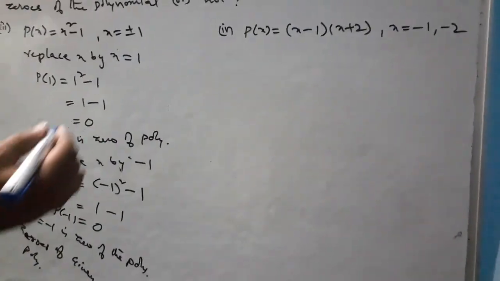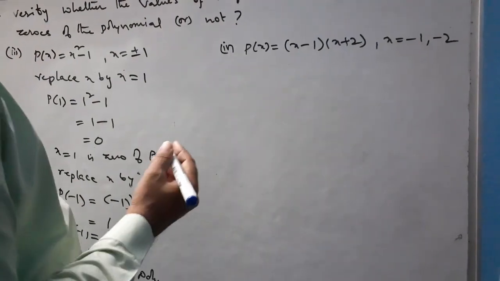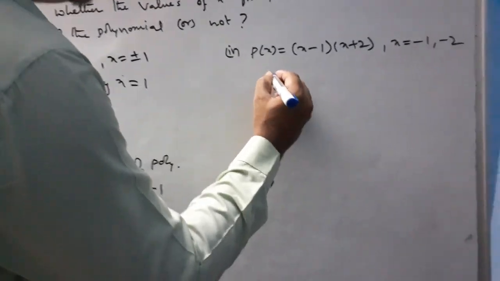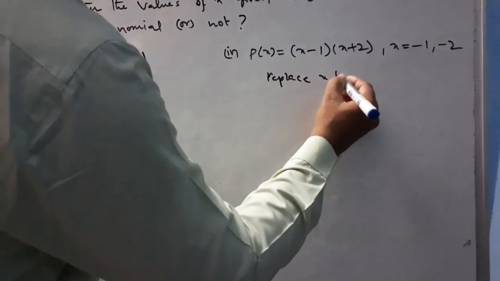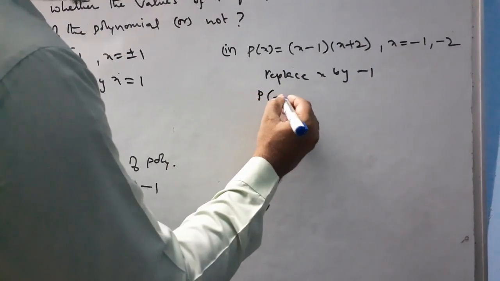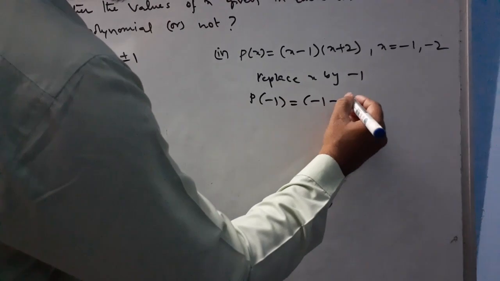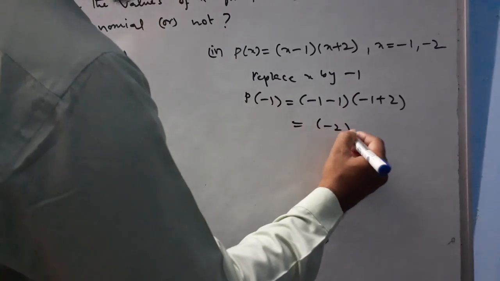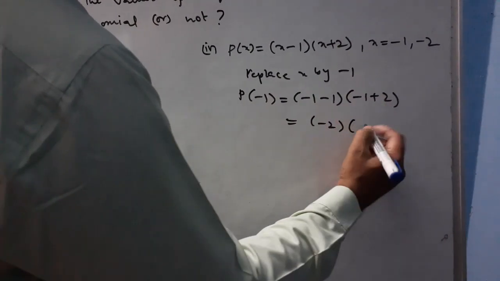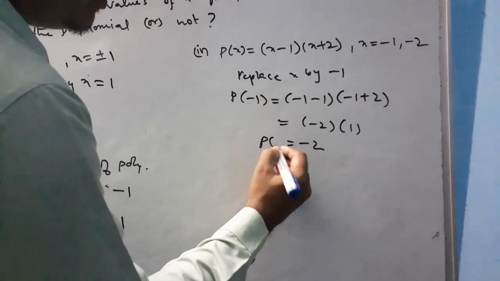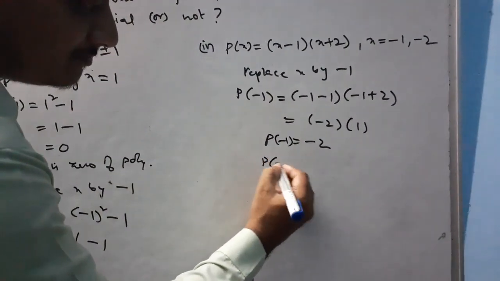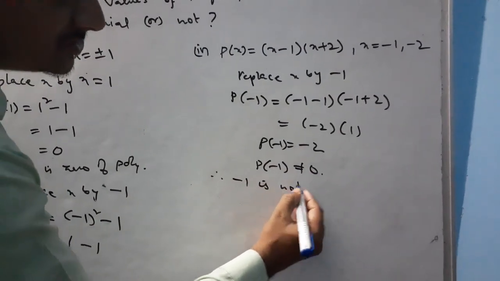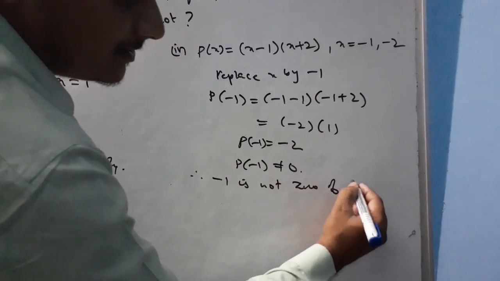Next, fourth one, p of x is equal to x minus 1 into x plus 2. x is equal to minus 1 and x is equal to minus 2. So replace x by minus 1. So p of minus 1 is equal to minus 1 minus 1 into minus 1 plus 2. So minus 1 minus 1 becomes minus 2, into minus 1 plus 2 which is 1, that is equal to minus 2. So p of minus 1 equals minus 2. So p of minus 1 is not equal to 0. Therefore minus 1 is not a zero of the given polynomial.